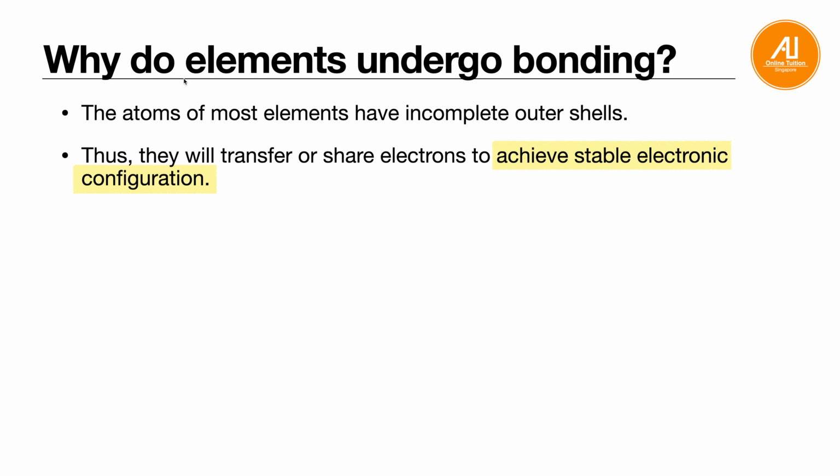Okay, so why do elements undergo bonding? Because the atoms of most elements have what? An incomplete outer shell. Thus, they will either transfer or share electrons to achieve a stable electronic configuration. This usually means the outermost shell should have 8 electrons, or if it's the first shell, it will be 2 electrons.